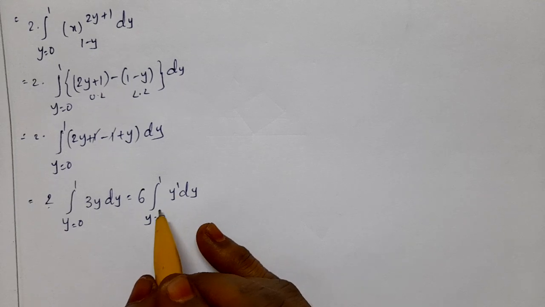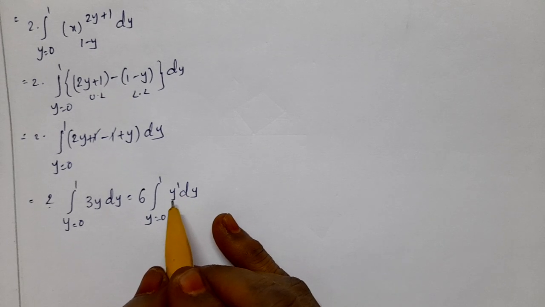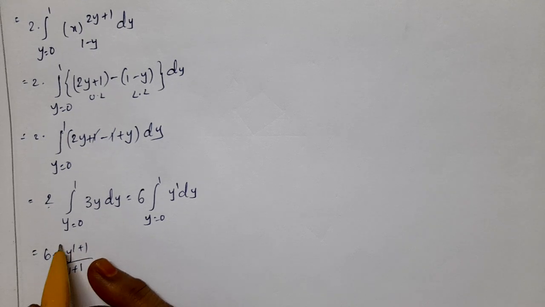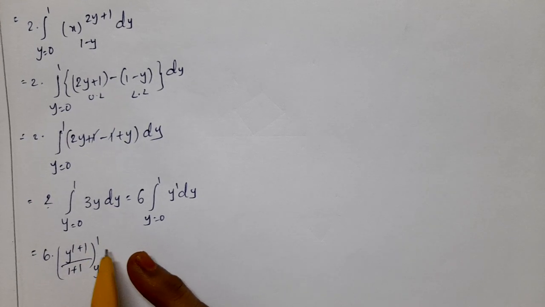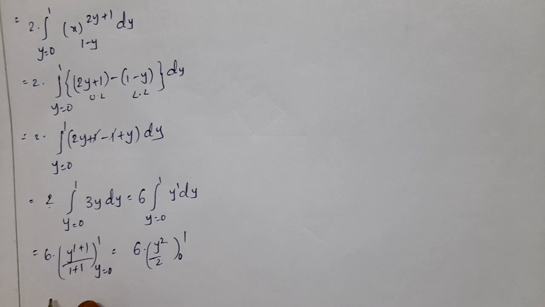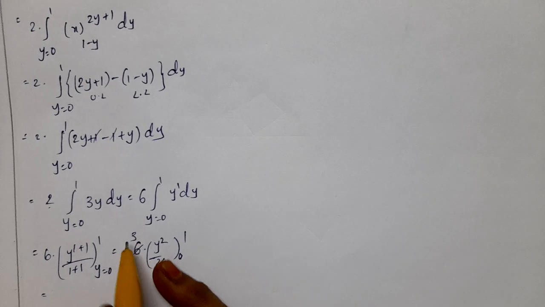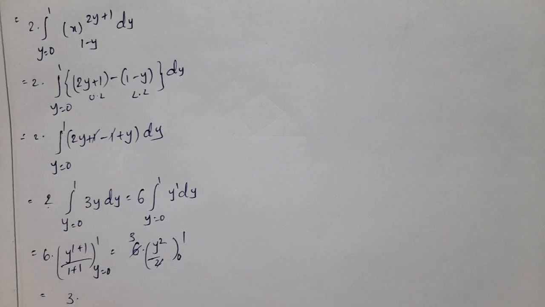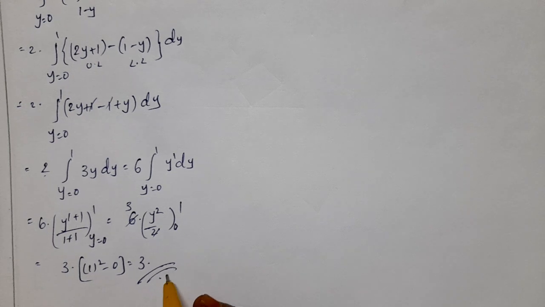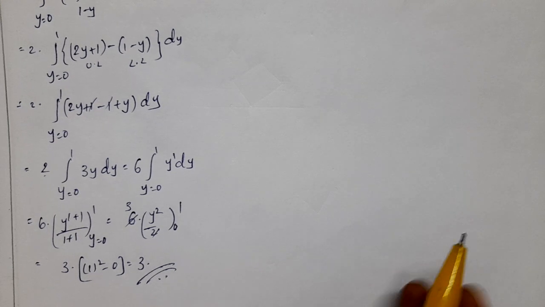This is in the form of integral x power n, and the formula is x power n plus 1 by n plus 1. So y power 1 plus 1 by 1 plus 1. 6 into y square by 2 with the limits 0 to 1. Apply the limits. 3 is the required area of parallelogram.